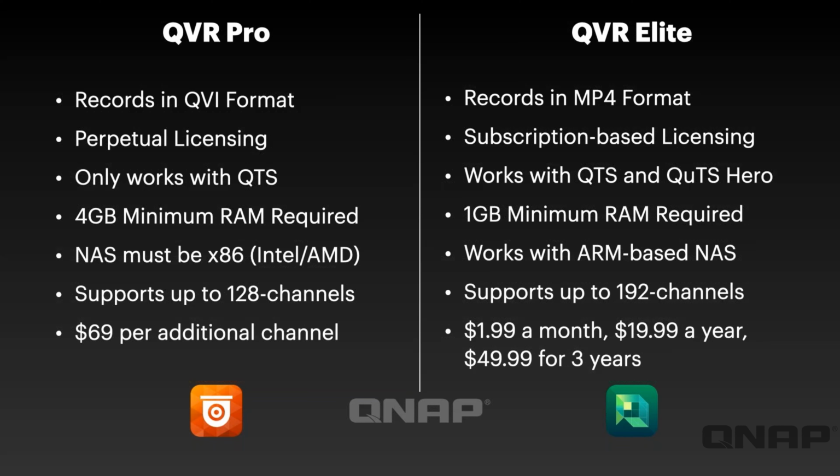The other option there is the different recording formats. While QVR Pro records natively in the QVI format, a QNAP codec, you can export in MP4 if you want to. It just has to do a conversion to do that. Whereas QVR Elite just records natively in the MP4 format, which is more universally supported, while QVI is strictly Windows only. So with the MP4 format, there's no conversion needed to export the footage you're recording. So that's the main differences between the two.